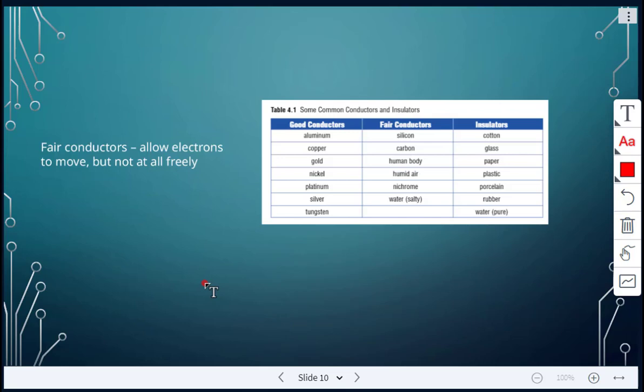So fair conductors, these allow electrons to move, but not at all freely. Here, the good conductors: we have aluminum, copper, gold, nickel, platinum, silver, tungsten. Insulators here, things like cotton, glass, paper, plastic, porcelain, rubber, pure water. And then some fair conductors: silicon, carbon, the human body, humid air, nichrome, and salty water. Those would be considered fair conductors.